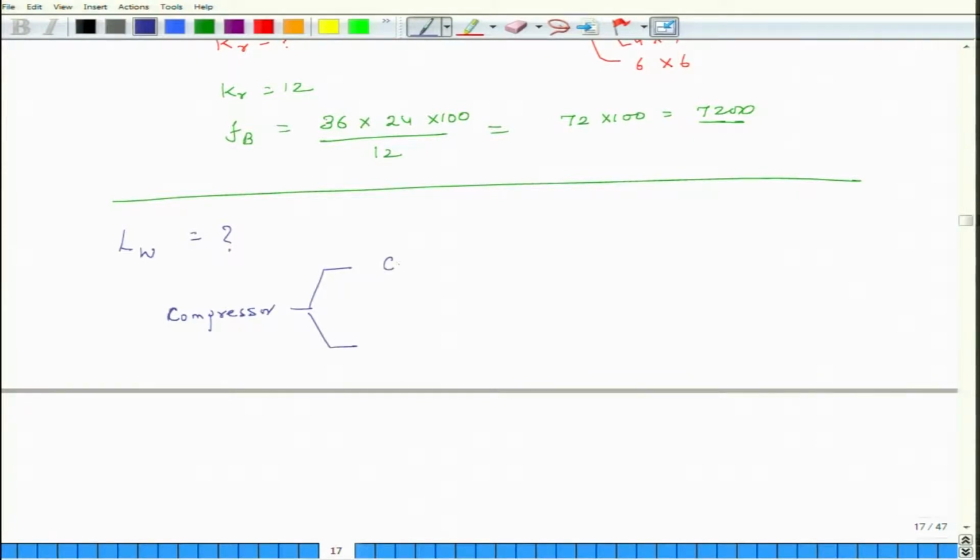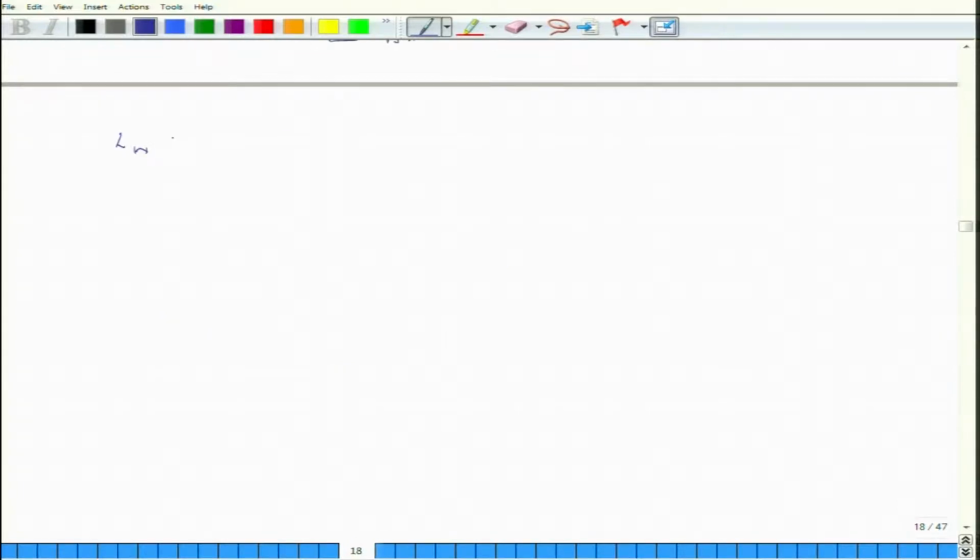So, the first one is centrifugal and the other type is axial. So, we have to know which compressor we are thinking of using. So, next I will write down the relations. LW equals 20 log 10 HP over HP 0 plus, so these are all empirical relations, U over U 0, and I will explain all these terms. So, this is for the centrifugal compressor.